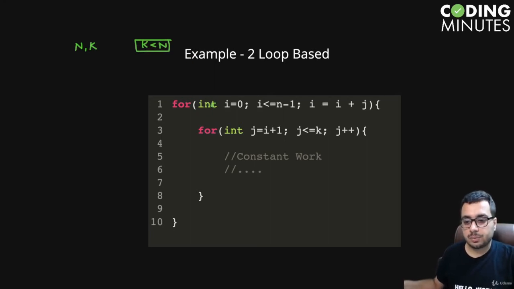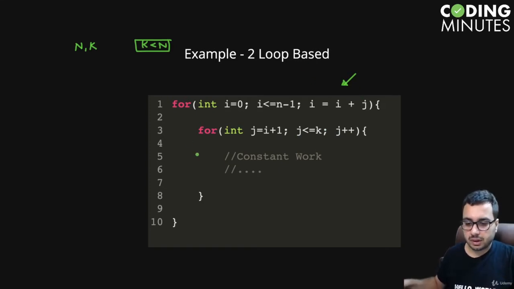So the outer loop you can see is going from I equal to 0, I less than equal to n minus 1, and then we have this update I equal to I plus j, and the inner loop starts from I plus 1, it goes till k, and then j is incremented. Now if we want to see how many times the outer loop is running, we cannot figure it out because j is also a variable.